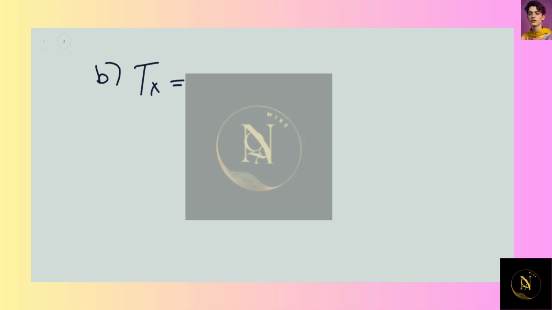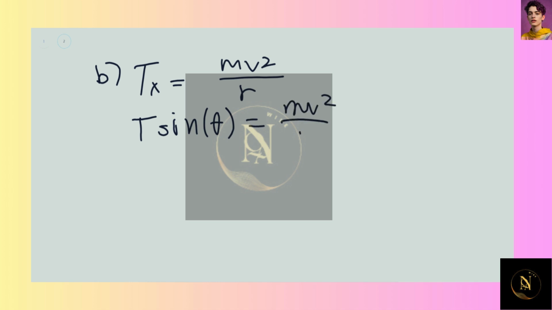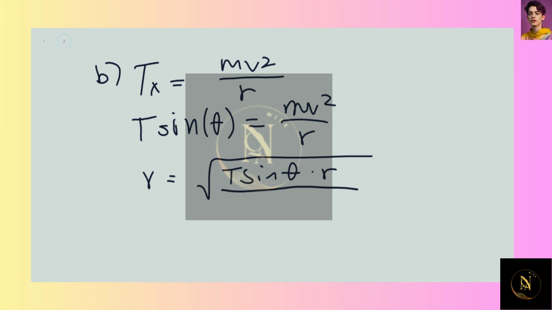So Tx equals mv squared over r. Now, if the y component of tension is T cos theta, then our horizontal component must be T sine of theta. And that is going to be equal to mv squared over r. Now, solving for v, we find that v is equal to the square root of T sine theta times r over m.